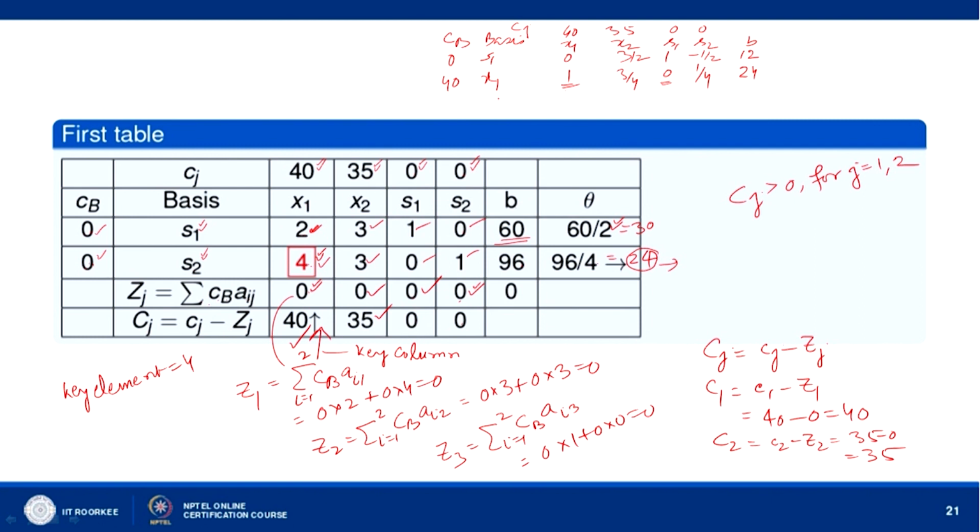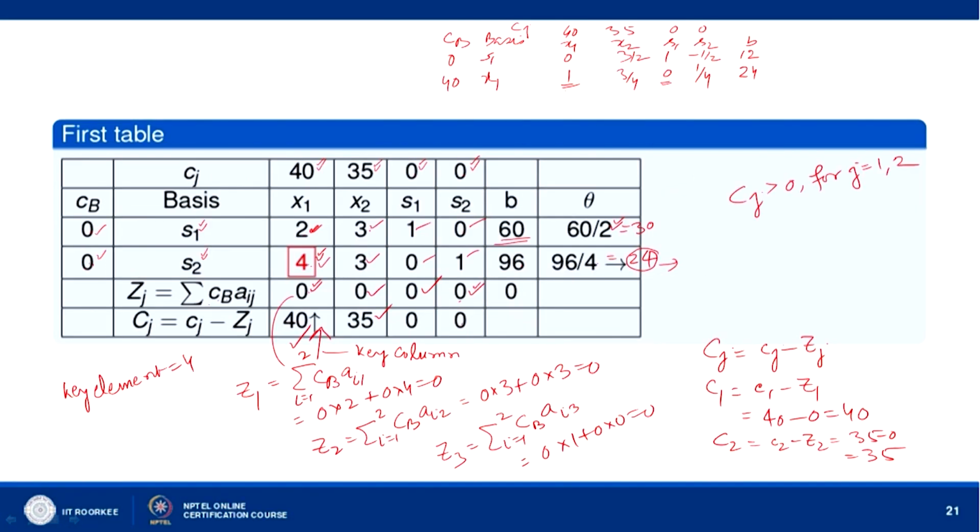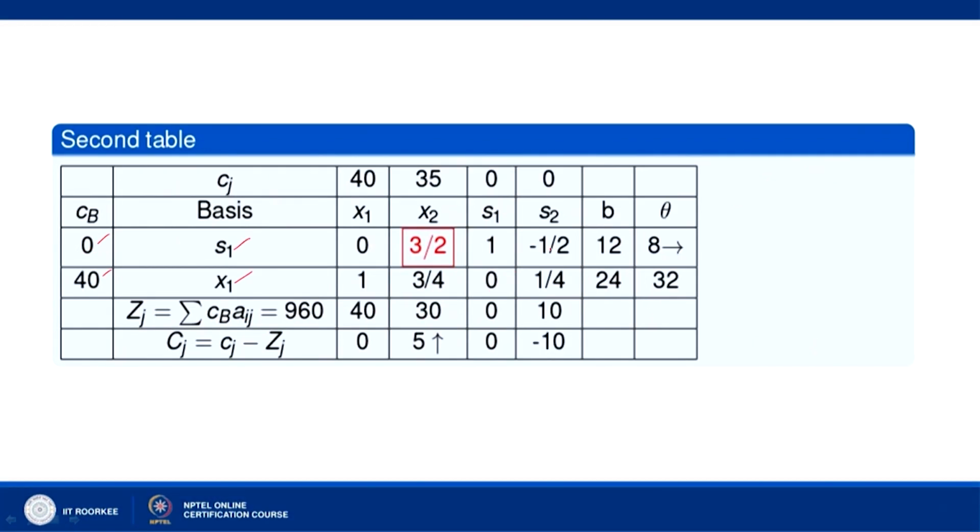So, this is our new table, you can see this one. We have S1, x1, with coefficients 0 and 40, then 0, 3 by 2, 1, minus half, 12, and then 1, 3 by 4, 0, 1 by 4, 24.